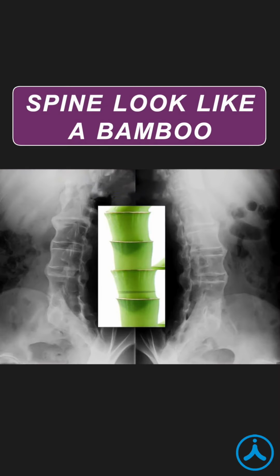The last one is the bamboo sign. It is also a late sign of ankylosing spondylitis, which is seen on an AP view of the spine. So what is happening in a bamboo sign? You can see that the spine looks like a bamboo. Why is this happening? It is happening because of fusion of the vertebral bodies.